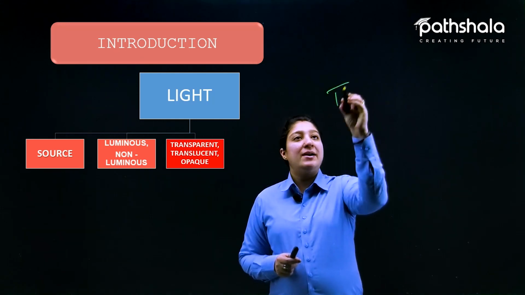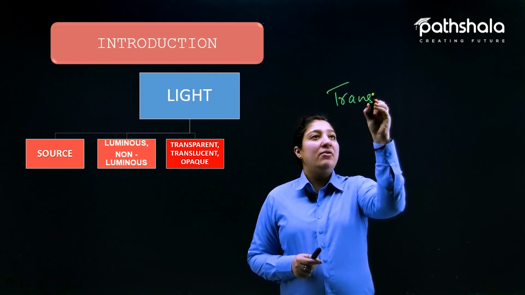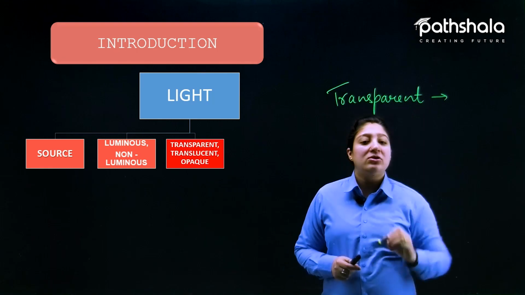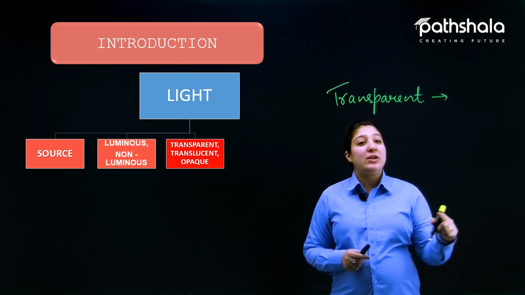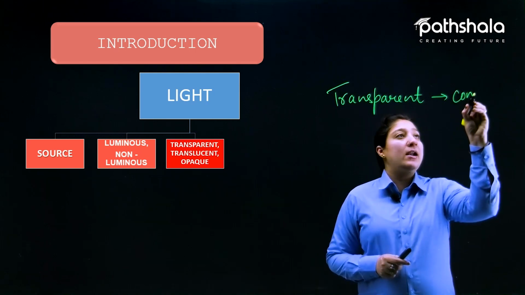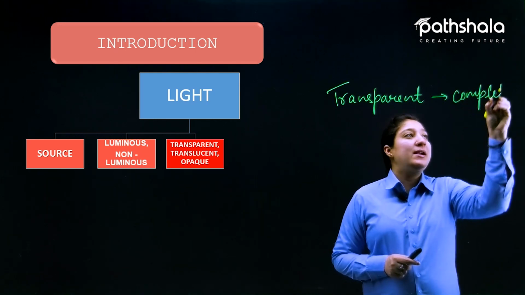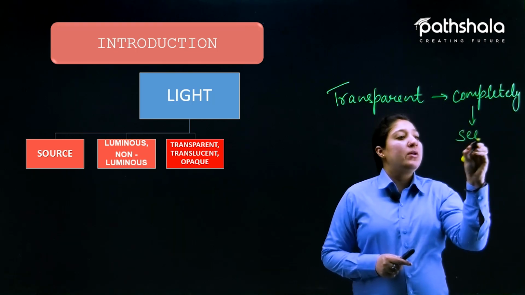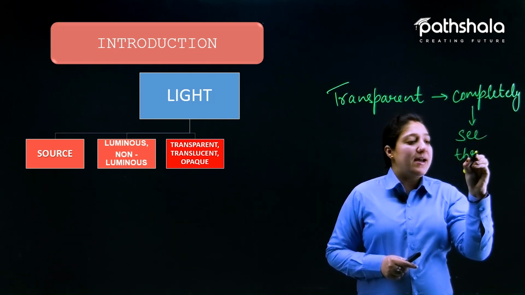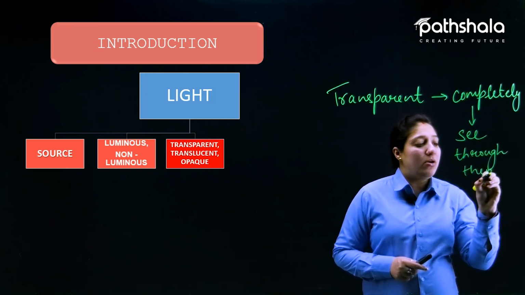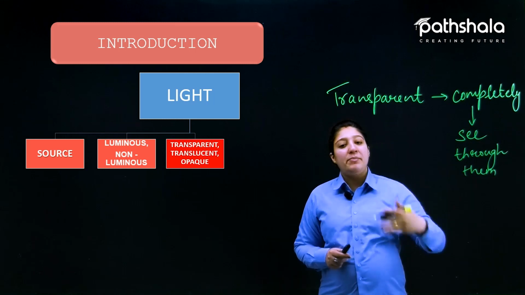So what are transparent objects here basically? Transparent objects are the objects that allow the light to pass through them completely. And because they allow the light to pass through them completely, we are able to see through them, or we can say that we are able to see the things which are present at the back of them or behind them.